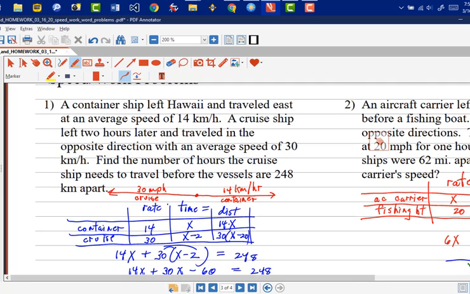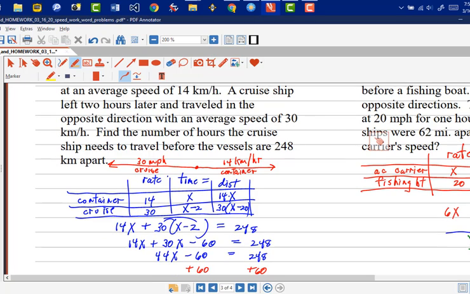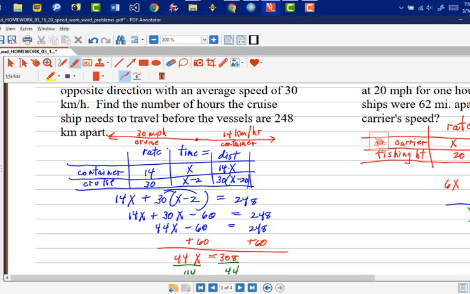speed problems. So the first one was the container ship leaving Hawaii at 14 kilometers an hour, and then a cruise ship, heaven help them, left 2 hours later in the opposite direction with speed of 30 miles an hour. How long before they were 248 kilometers apart?